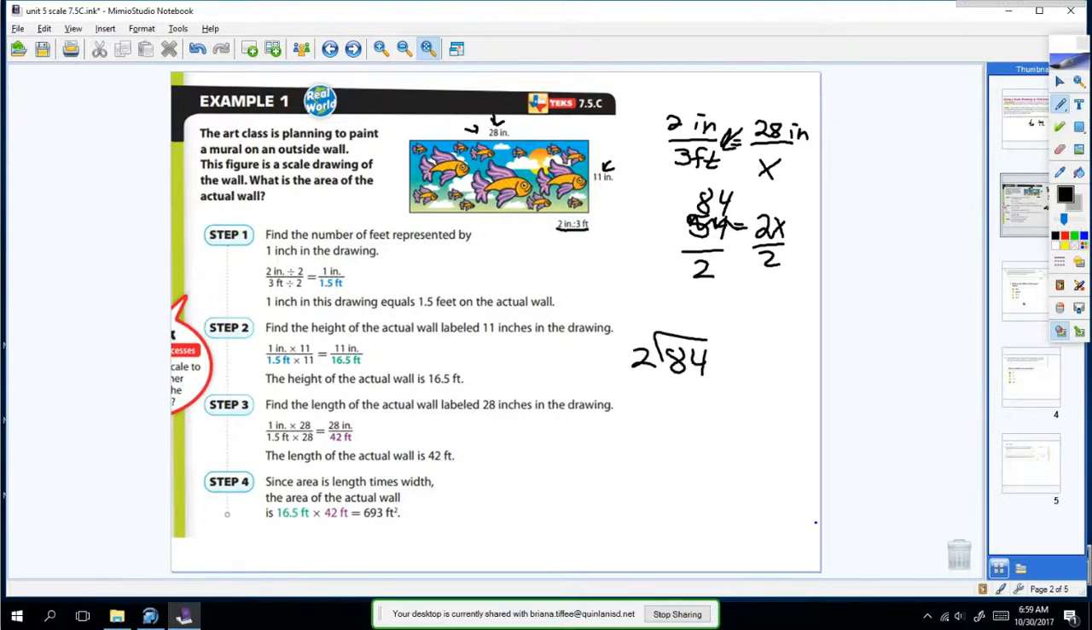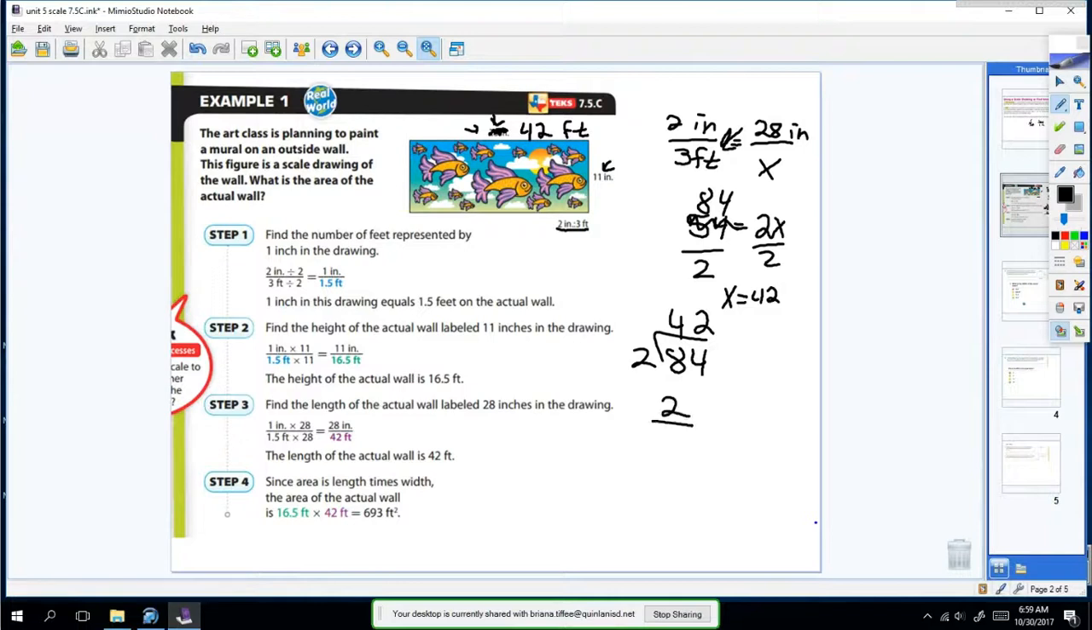2 goes into 84 42 times. So now I'm going to cross this out, and you're going to write a 42. And this is now 42 feet. The reason why you cross it out is it shows you that you're now done with that dimension. So now you just have to move on to the next one.